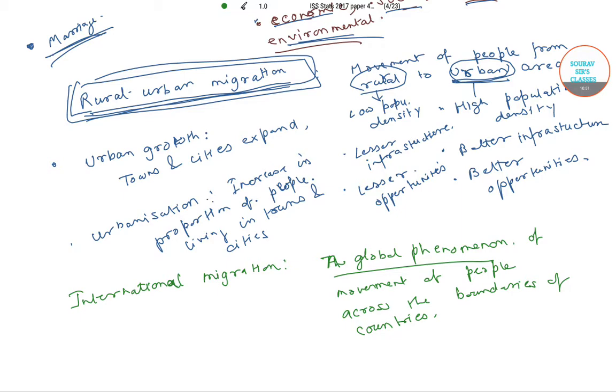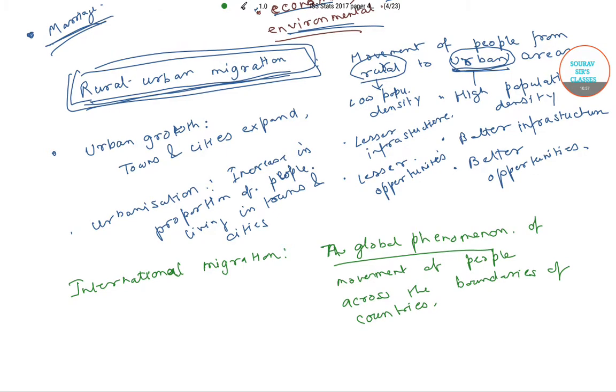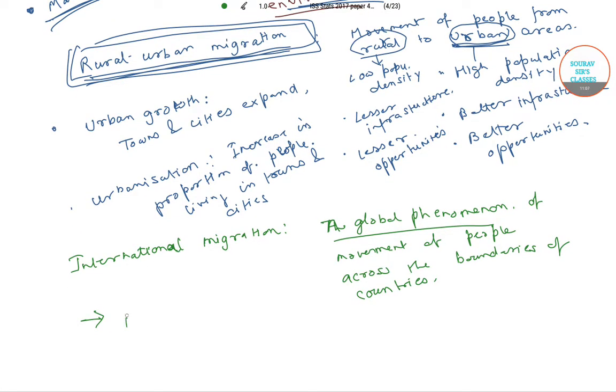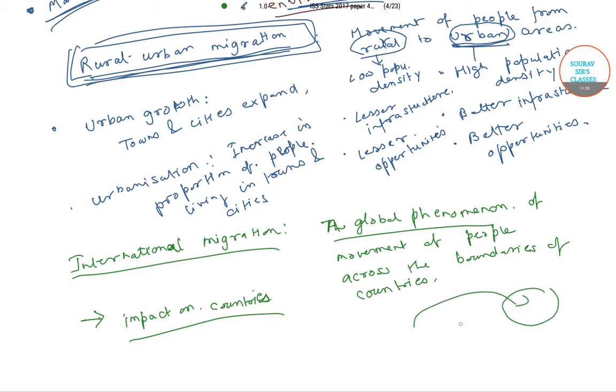Now, because of this international migration, that is, the movement of people from one country to another country, it is resulting in growing complexity, and it is having an impact on countries. That is, this international migration is having an effect on both the country that the person is leaving and the country the person is migrating to.